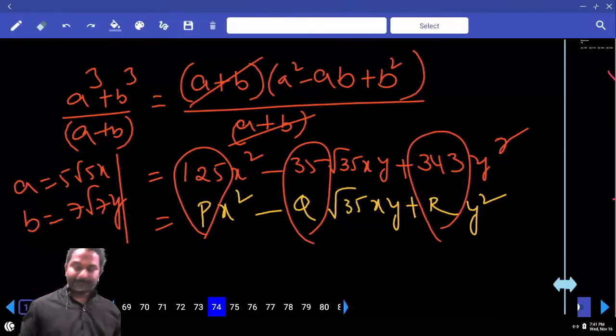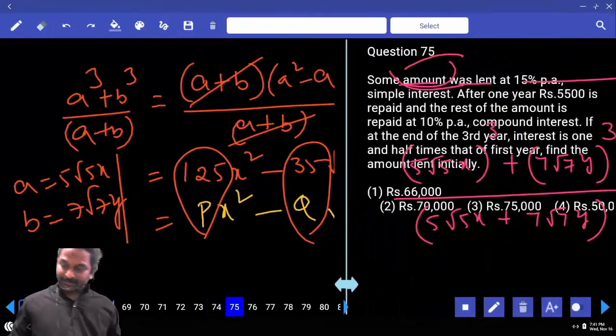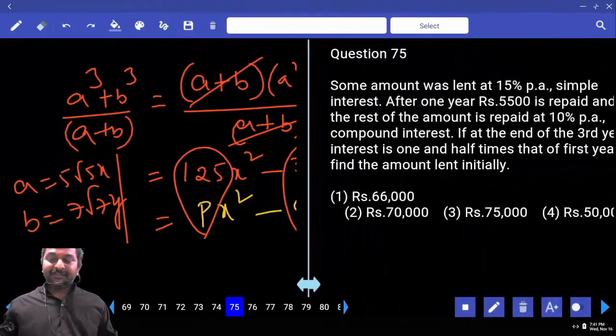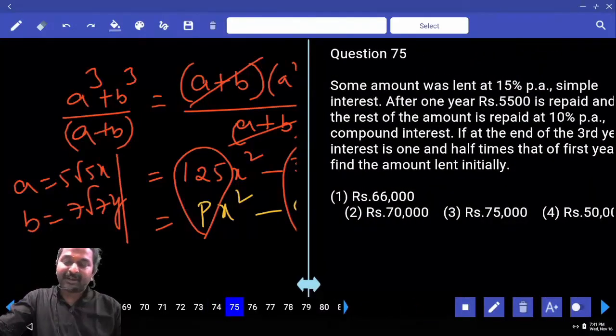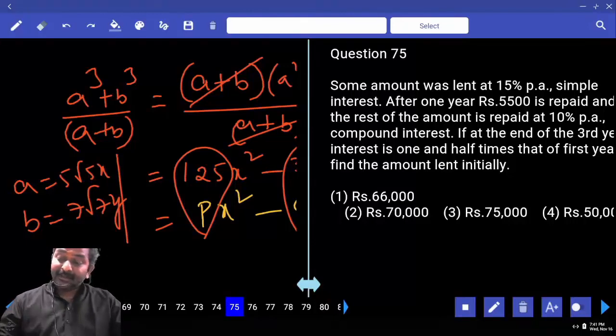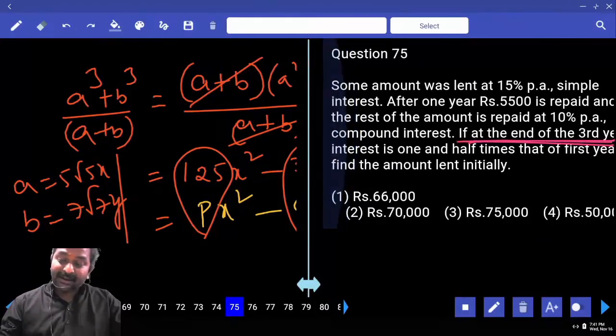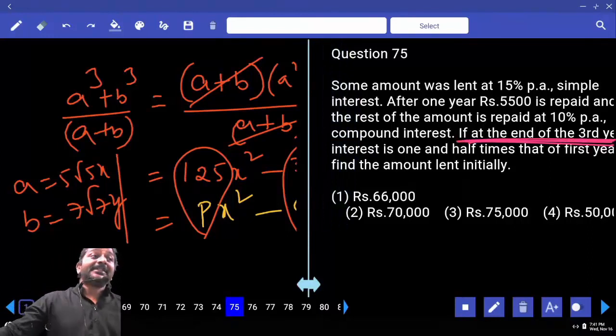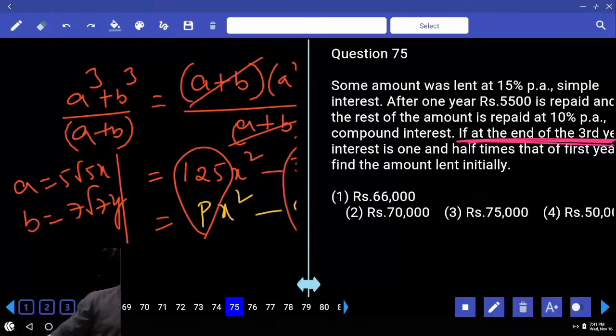Okay? Next. Some amount was lent at 15% per annum simple interest. After 1 year, 5,500 is repaid and the rest of the amount is repaid at 10% per annum compound interest. If at the end of the third year, which is important, the interest is 1.5 times the first year interest, find the amount lent initially.